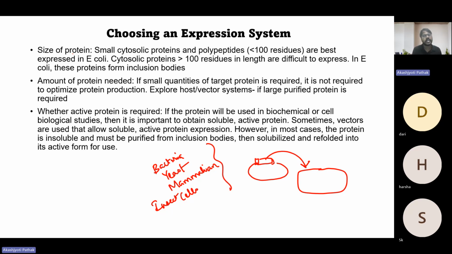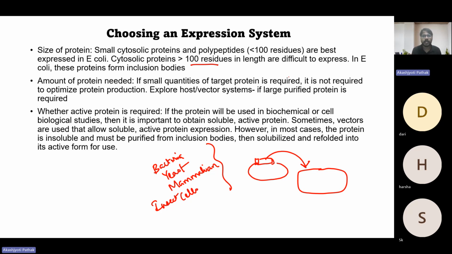That will depend on the size of the protein. For example, small cytosolic proteins and polypeptides that are less than 100 residues can be expressed in E. coli. But cytosolic proteins that are greater than 100 residues, which means they have more than 100 amino acids, are difficult to express in E. coli.